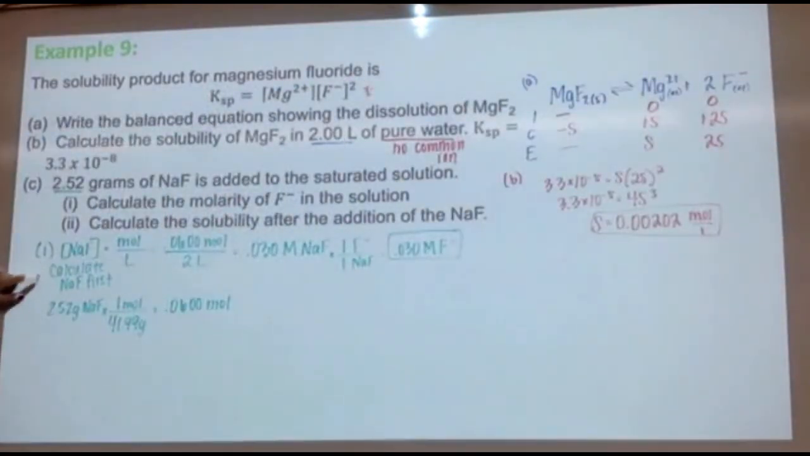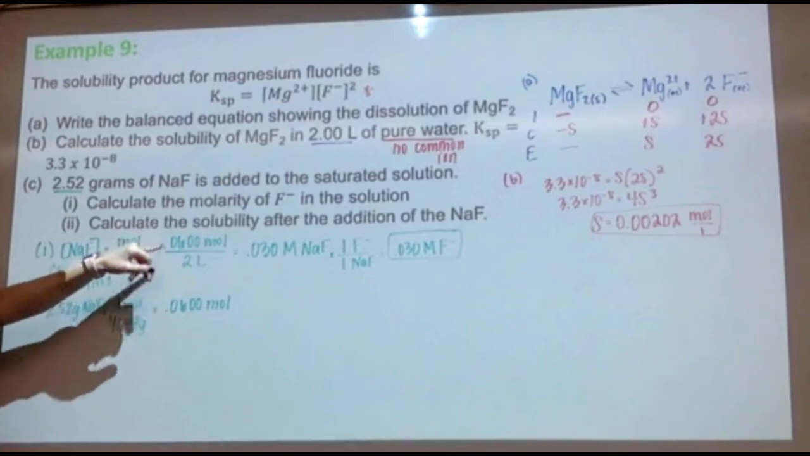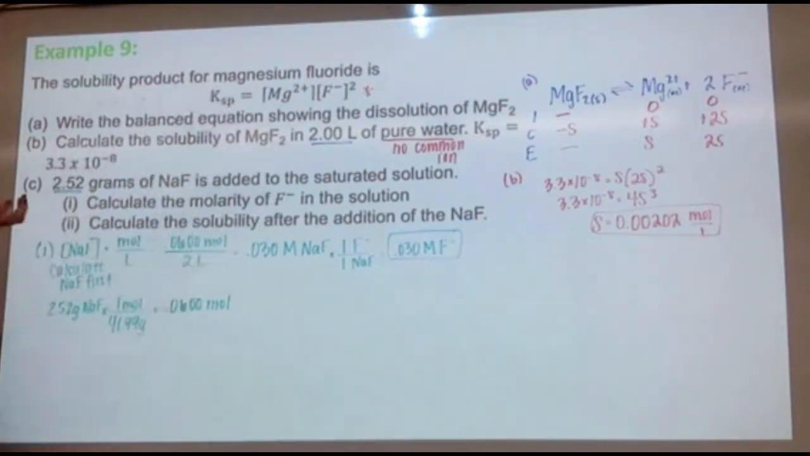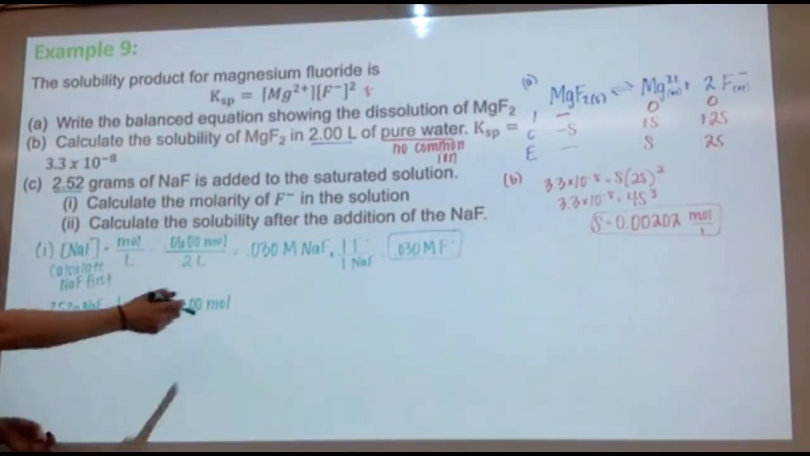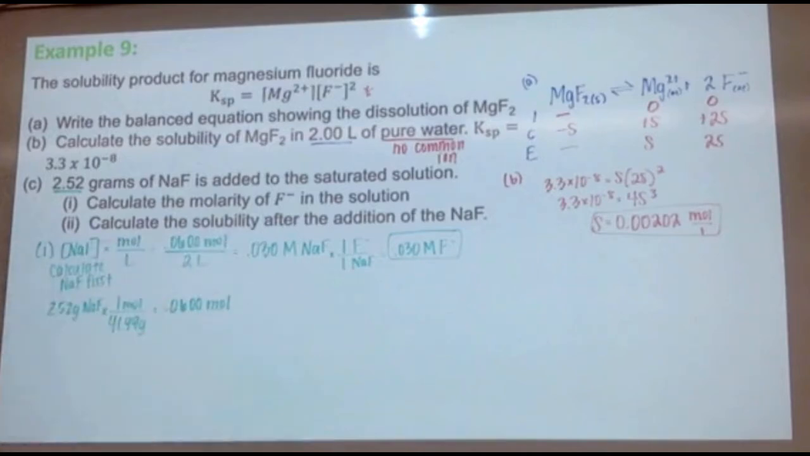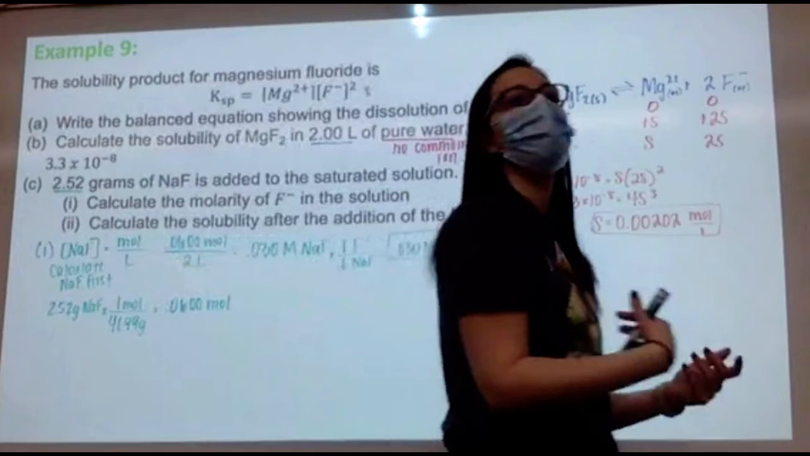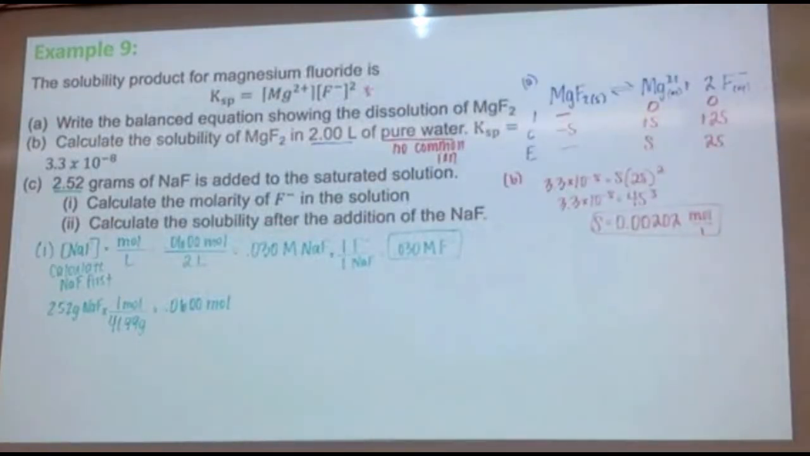You can see I calculated sodium fluoride concentration first. It's moles per liter. Got moles per 2 liters. There's 2 liters of solution. That got me my concentration of NaF. It's actually the same as the concentration of F minus because it's a 1-to-1. And then from that, part 2, there's your common ion question. So now you go back through like you did in part B, but now you have a common ion.